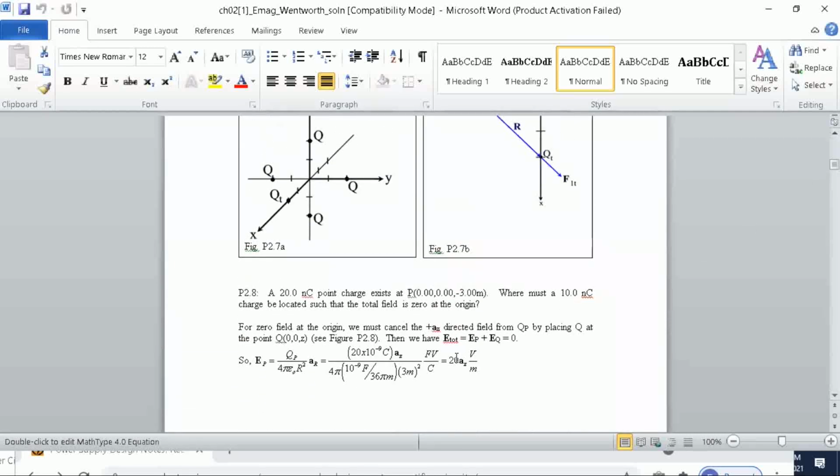So then, let's set up the equation. E total equals EP plus EQ equals 0. E total is E at the origin, and we said that must cancel. So what's the equation for EP? This, right? Yes, sir.